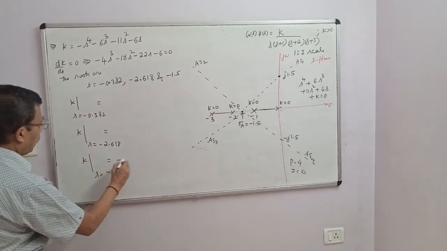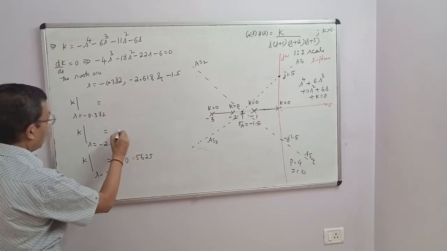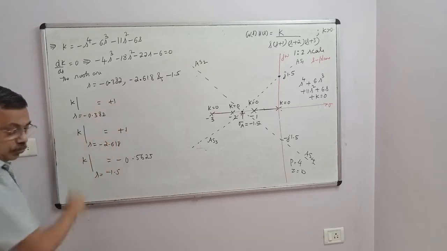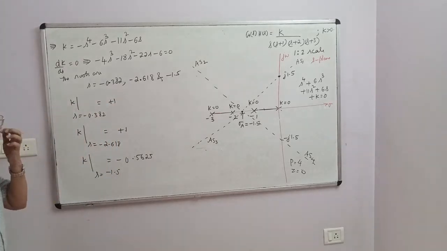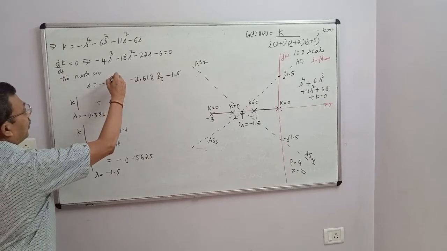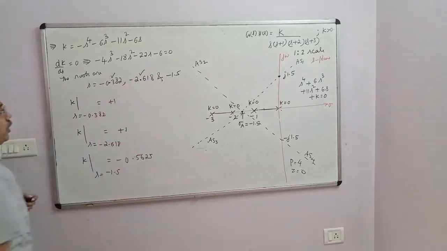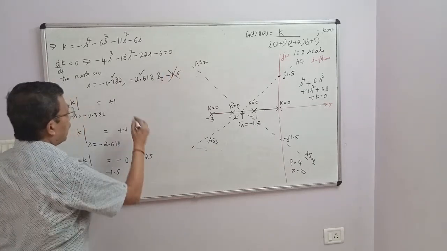This is minus 0.5625 plus 1 and plus 1. Please note here, the value of k at a breakaway point should be real and positive. Therefore, minus 0.382 and minus 0.2618 qualify as breakaway points. This cannot be a breakaway point.